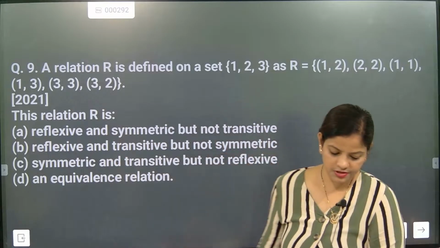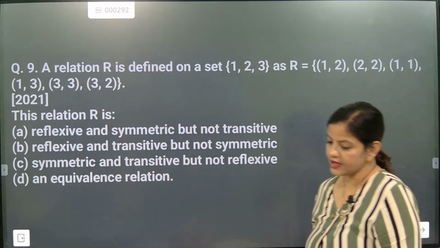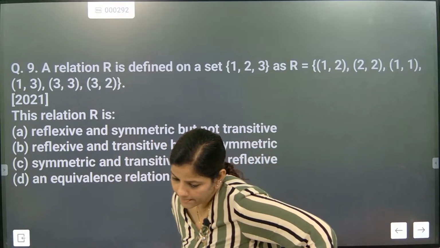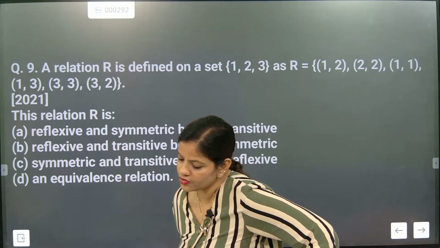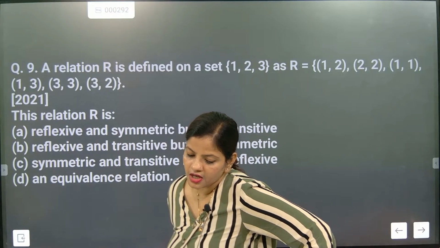Nice. What is the correct answer here? Okay, very good. 1 2, 2 2, 1 1. So it is reflexive, 100% correct.